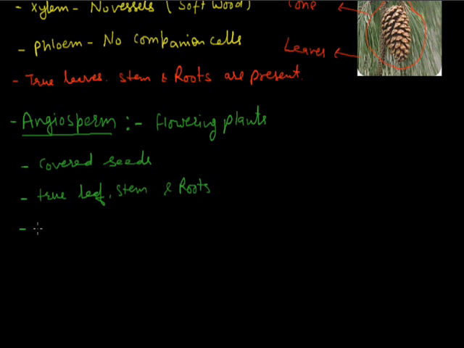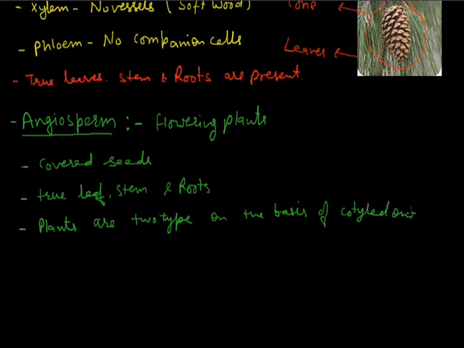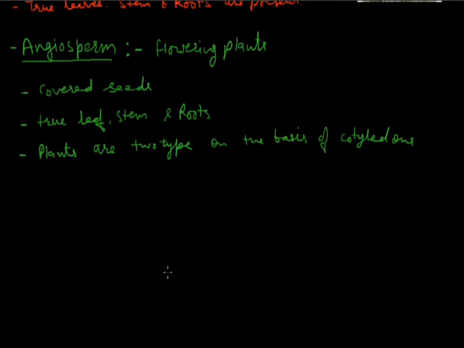In this category of plants, there are two types of plants on the basis of cotyledon inside the seeds. What are the cotyledons? Cotyledons are the structures which are present inside the seed. So here the plants are two types. First we call them monocot and second one we call them dicot.